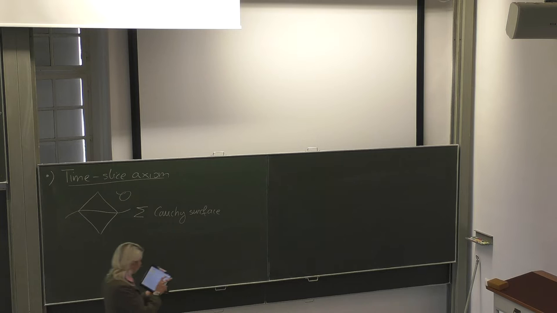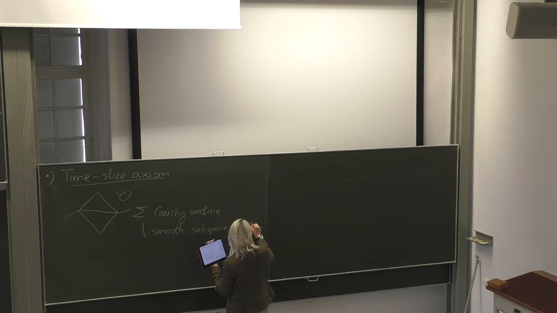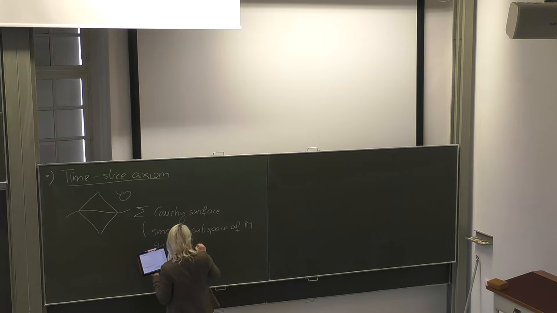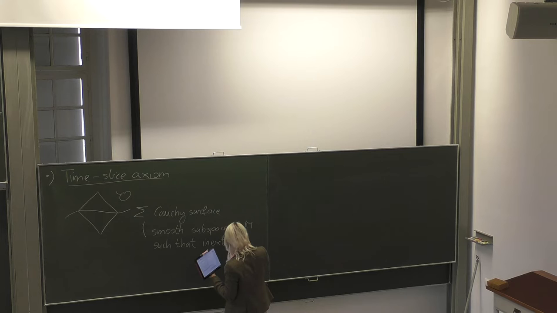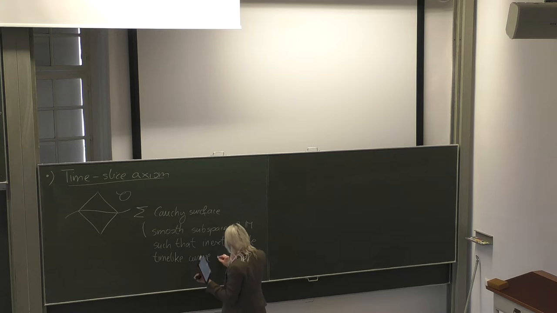So if you don't know what a Cauchy surface is, here is a definition. This is a smooth subspace of M such that, and then I have to add some adjectives, every inextendable time-like curve intersects it exactly once.